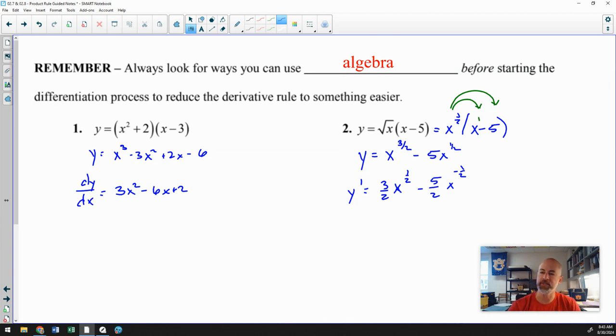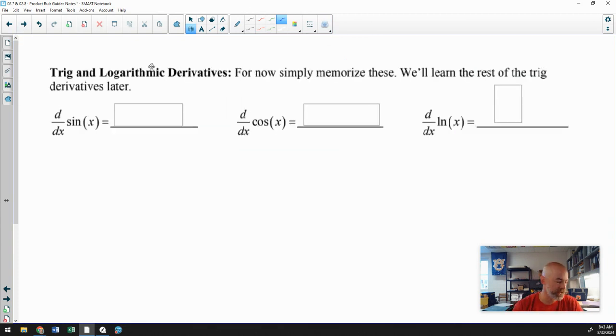So there are a couple of examples where you could product rule, but always look for ways so you can simplify your function before you just dive into the derivative. Never just start with the derivative. Think for just a second if algebra can make your function or your derivative a little bit easier.